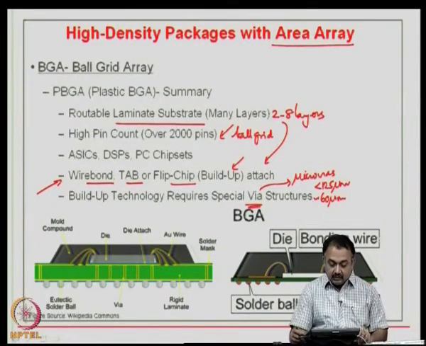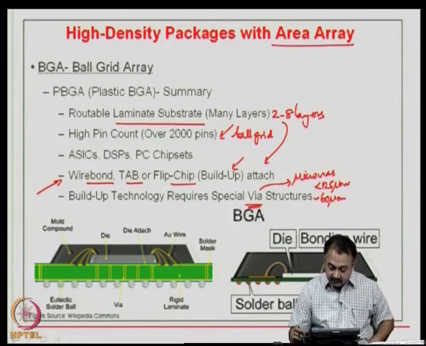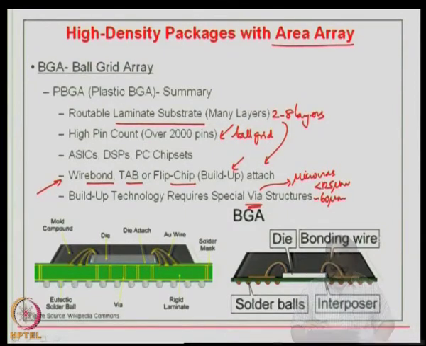If you look at the cross section of a BGA, you can imagine that there is a die, there is a wire bond, and then the termination is with a BGA solder ball. And this is another picture of a cross section of a BGA, where the focus is the organic substrate, which is a high density interconnect structure. You can see there are vias, and this is the solder ball, and this is the rigid laminate structure, organic structure.